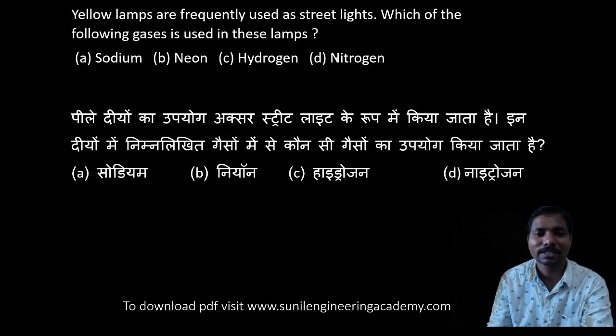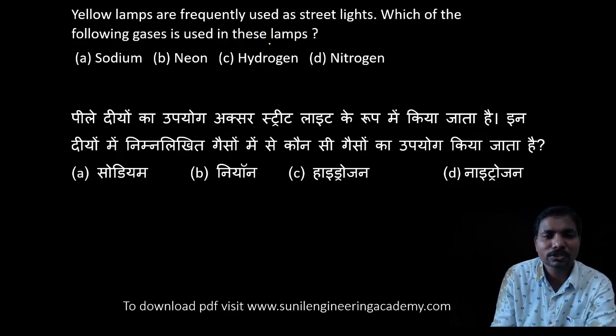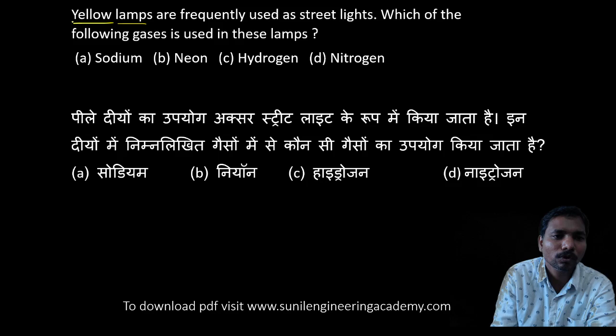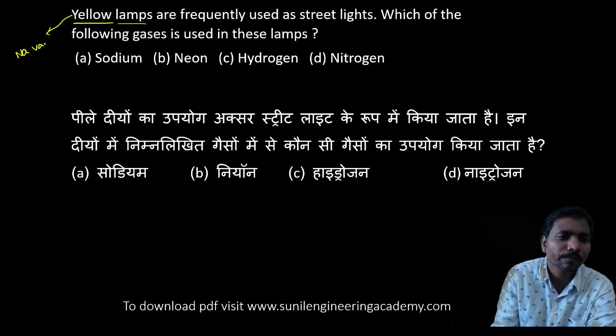Let's see, which of the following gases is used in these lamps? In the olden days, we used yellow lamps. If you want to get yellow color, we use sodium vapor.